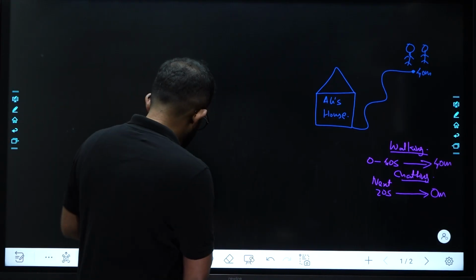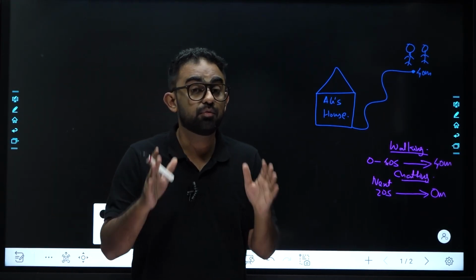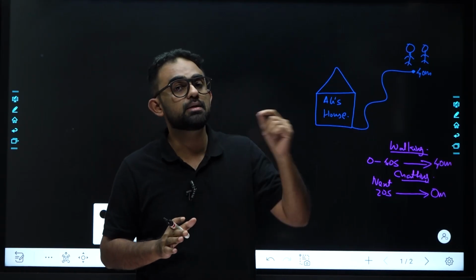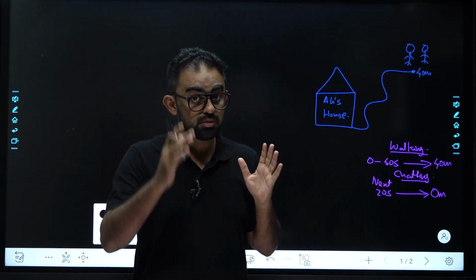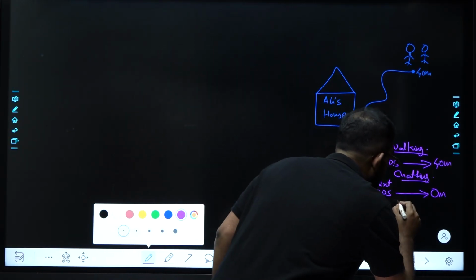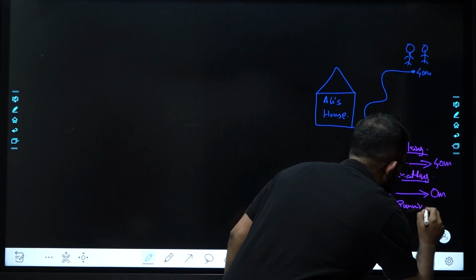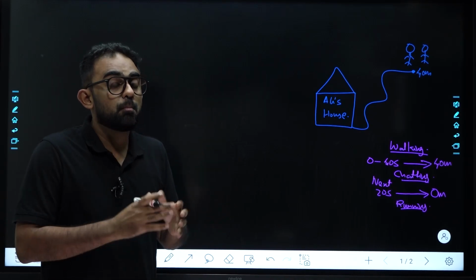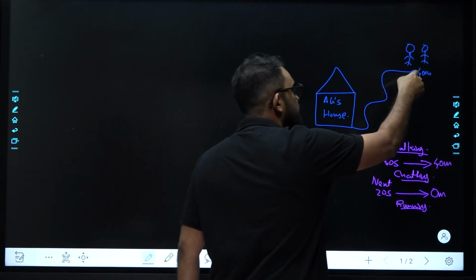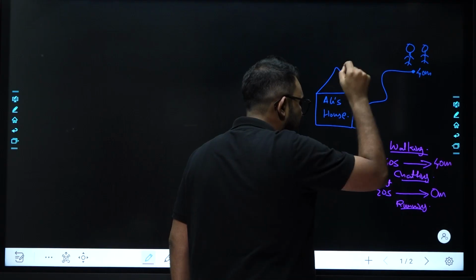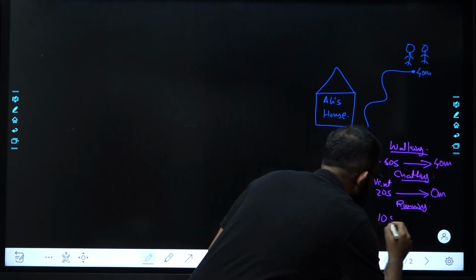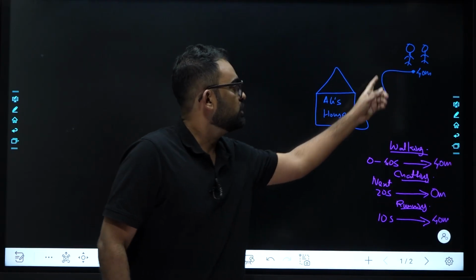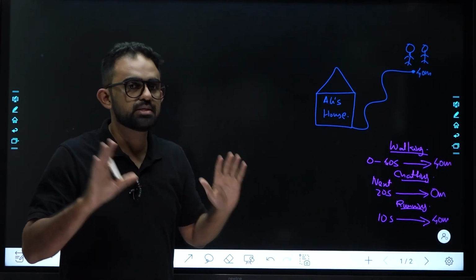Now, after some time, Ali realizes he forgot his homework at his home. He panics, turns around and runs back to his home to pick up his homework. This is the third event, the running event. Because he is running, he is much faster. So in just 10 seconds, he covers the same 40-meter distance back to his house. So the story ends here.